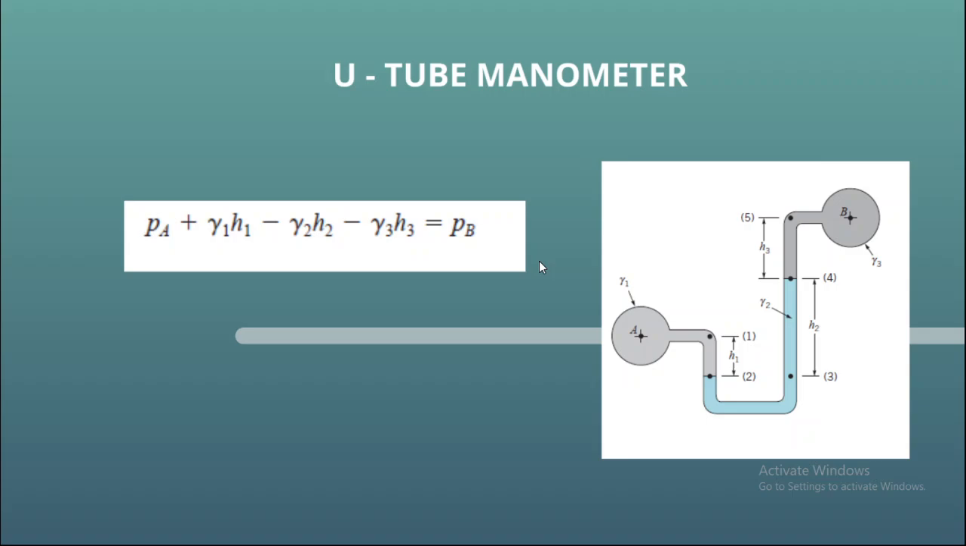So if we know the pressure at point A, we can easily determine the pressure at point B, and we just need to know the heights of the different parts. On the other hand, we need to know the specific weights of the different fluids we are using. Okay, it's simple. Then we have a numerical in order to understand what the U-tube manometer actually is and how we can calculate the pressure using a manometer.